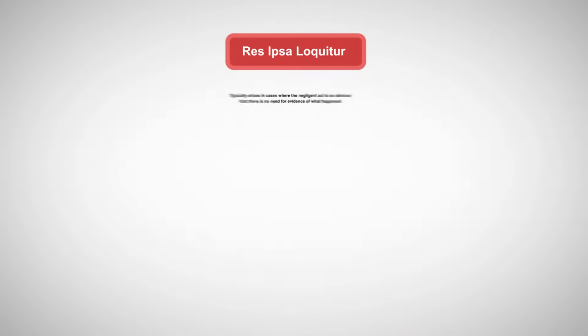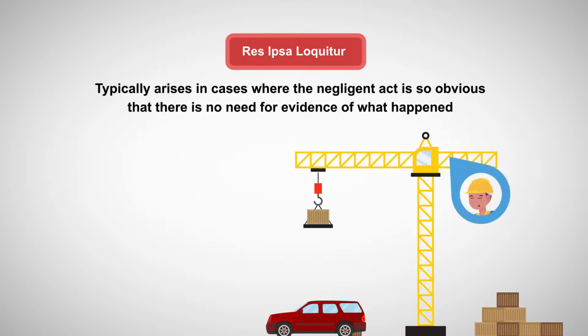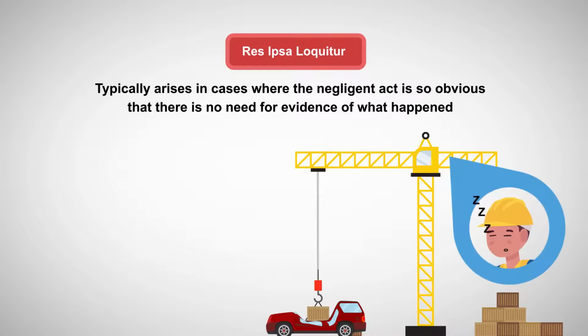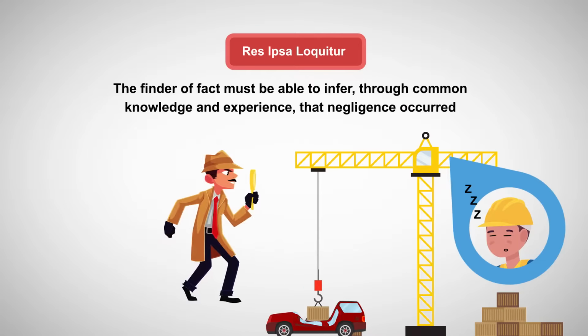Res ipsa loquitur typically arises in cases where the negligent act is so obvious that there is no need for evidence of what happened. What must have happened is apparent from the surrounding circumstances. The finder of fact must be able to infer through common knowledge and experience that negligence occurred.